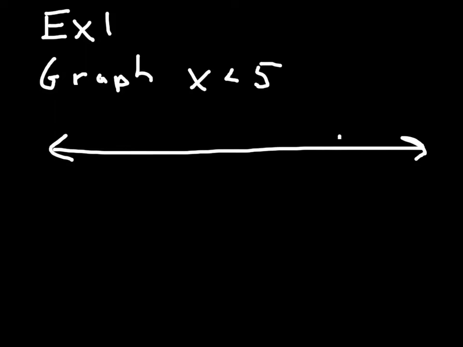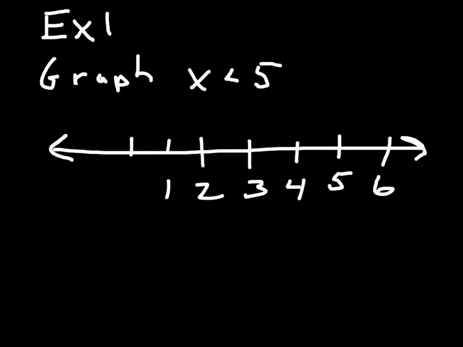So I want to show more numbers to the left of 5 than to the right of 5. So I might put 5 here, and I'll put 6 over here, and then I'll put 4. And this isn't the only way you can make the graph, but it's one example.